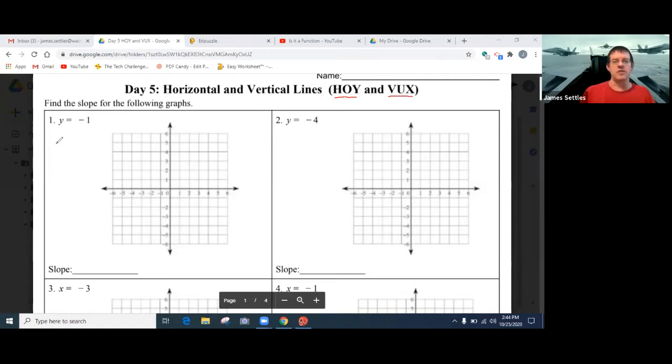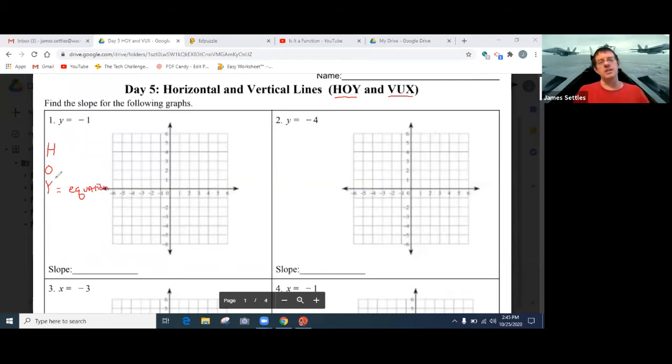And so taking a look at this first equation, especially since they've given you the equation that has a y in it, then I know that this is going to be HOY. Okay, so let's talk about what HOY means. So anytime that we're dealing with a y equals equation, then it's going to go with the y right here. If it's an x equals equation, then it will go with VUX. So this y right here stands for a y equals equation.